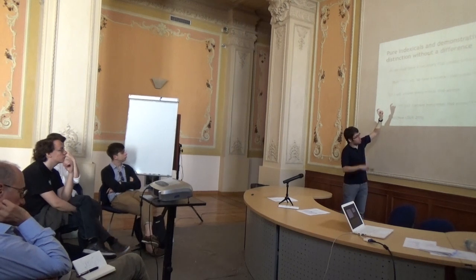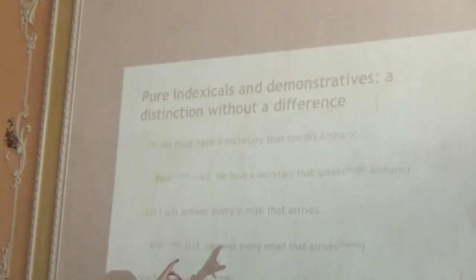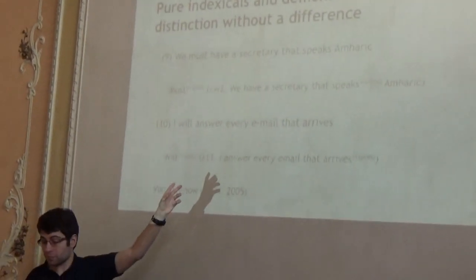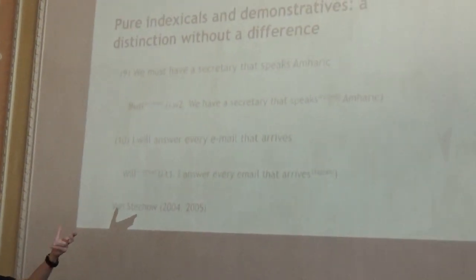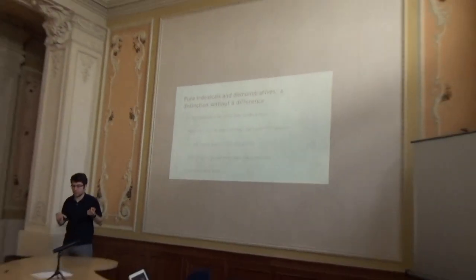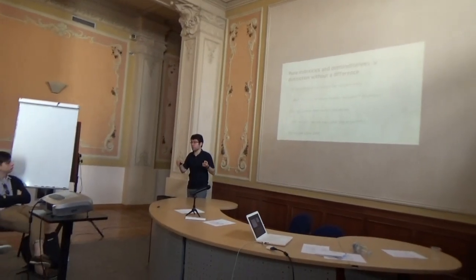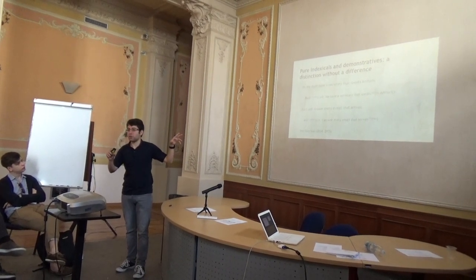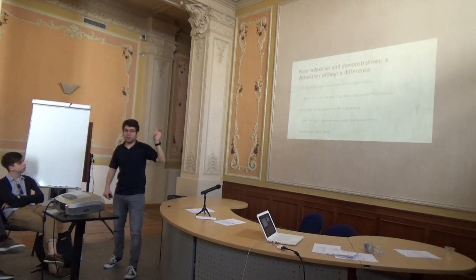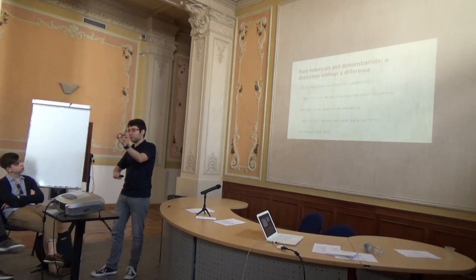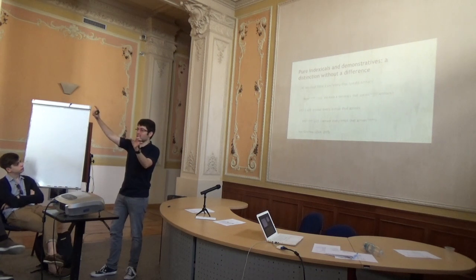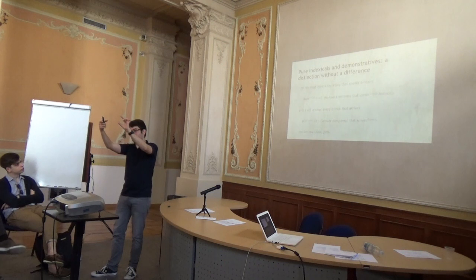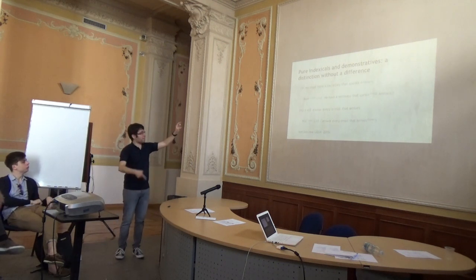So "must" ranges over a set of worlds. We have a secretary that speaks Amharic. "Speaks" is indicative. So if we treat it as if it were an indexical, it should refer to the actual world. So the reading would, if this indicative feature were not erased, be that we must have a secretary that speaks Amharic in the actual world. So "must" ranges over possible worlds in which we would have a secretary that speaks Amharic in the actual world, but maybe not in that world. So the solution is again to apply feature deletion under binding.